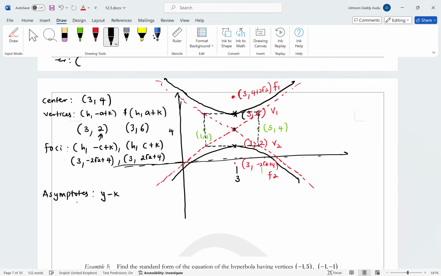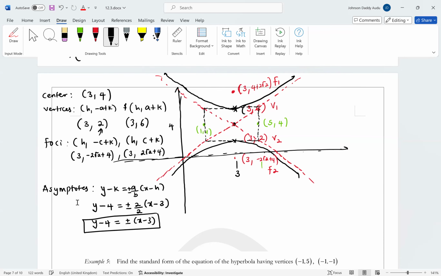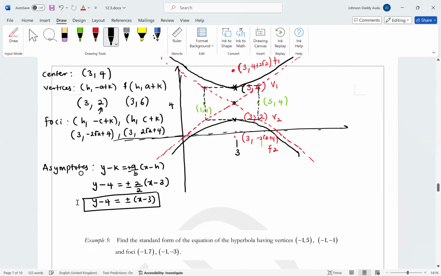It's going to be y minus k equals plus or minus a over b times x minus h. So this will be y minus k, which is 4, equals plus or minus the slope, which is going to be 1 because everything is 2 over 2, then x minus h, which is 3. So you'll have y minus 4 equals plus or minus x minus 3. So this will give you 2 asymptotes. So let's see what will be the domain here. Just add it.